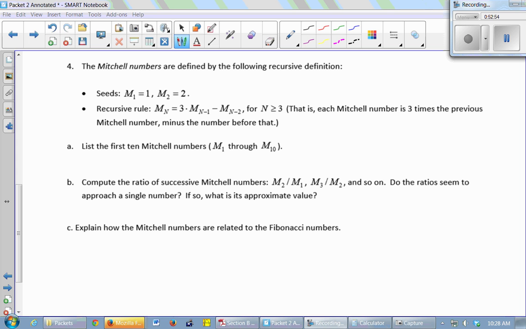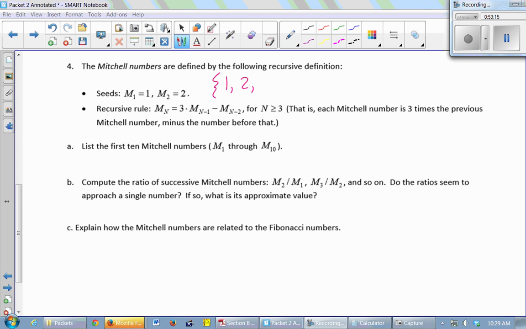Okay, so I've given you a formula here for something called the Mitchell numbers. They're actually related to the Fibonacci numbers, and you'll see. I've given you the seeds, M1 and M2, so I can start writing my list down. I know 1 and 2 are the first two numbers. And then the rule is that any number, let's try to just translate this to English.